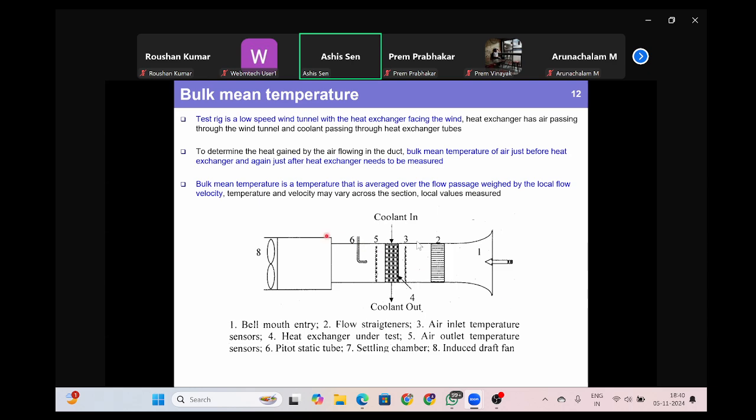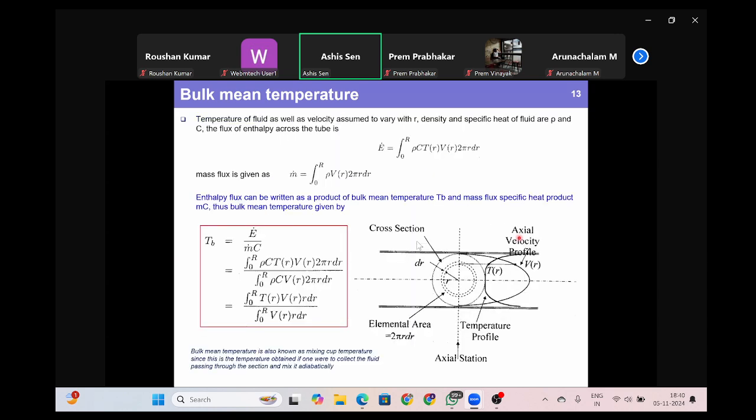So how do we measure the bulk mean temperature? First of all, what do we mean by bulk mean temperature? Let's say this is the tube through which some hot fluid is flowing, and this is the cross-section. It's a circular cross-section tube.